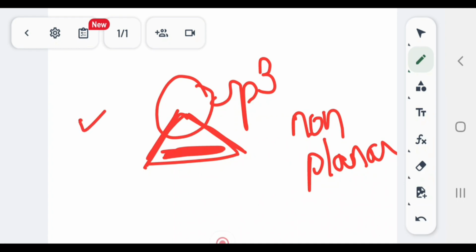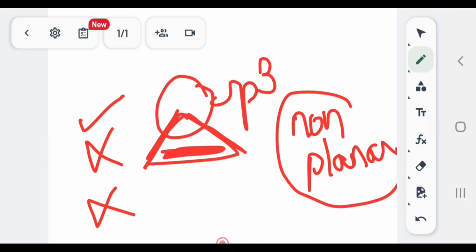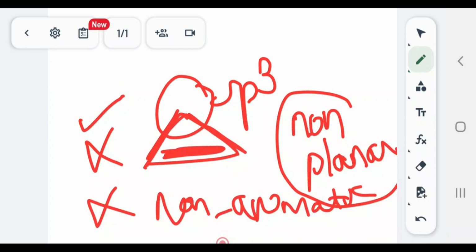Of course, it is cyclic, but it is non-planar and it doesn't have conjugation of pi electrons. Hence, this is non-aromatic. This compound is said to be a non-aromatic compound. Okay?